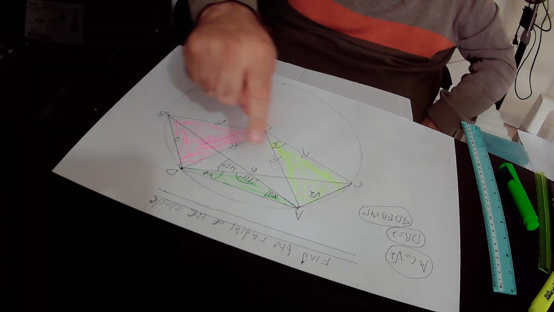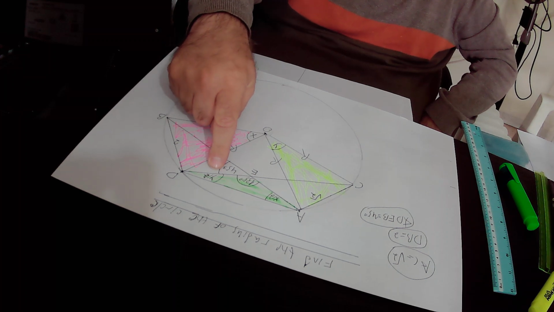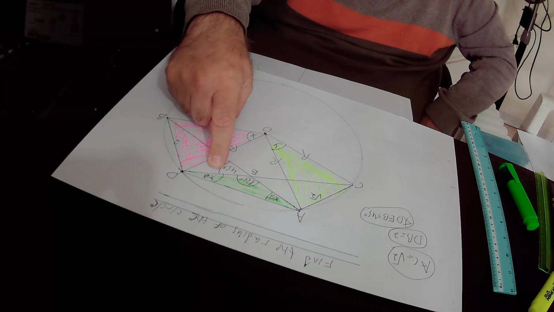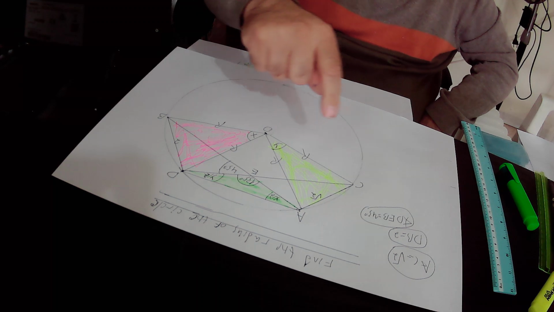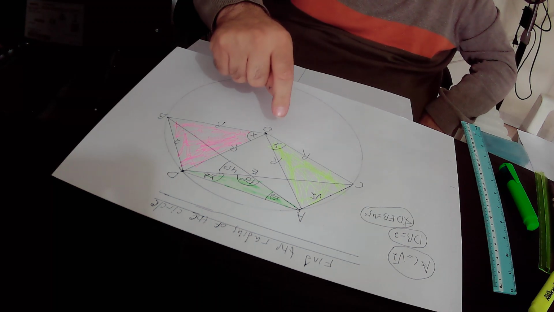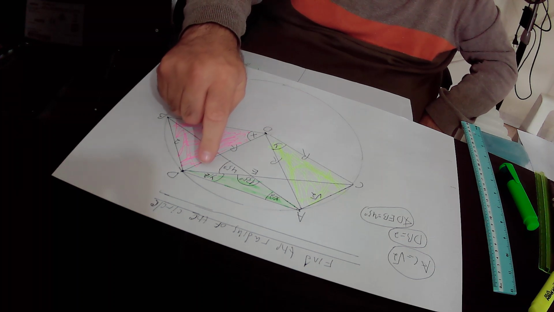Then, here we have peripheral angle ADC that is equal to y over 2. And therefore, the central angle AOC that rests on the same chord AC must be equal to y, because it is twice as big as the peripheral angle that is y over 2.